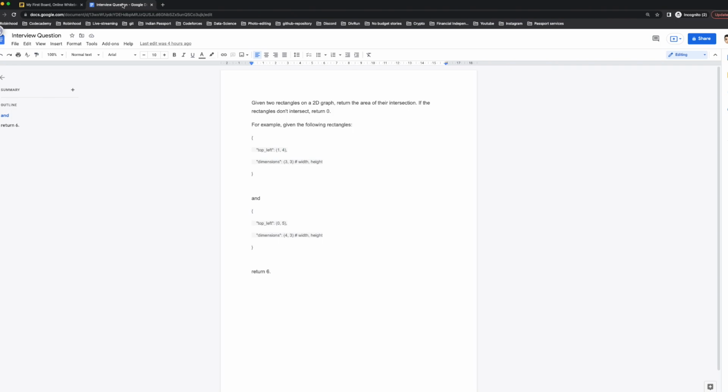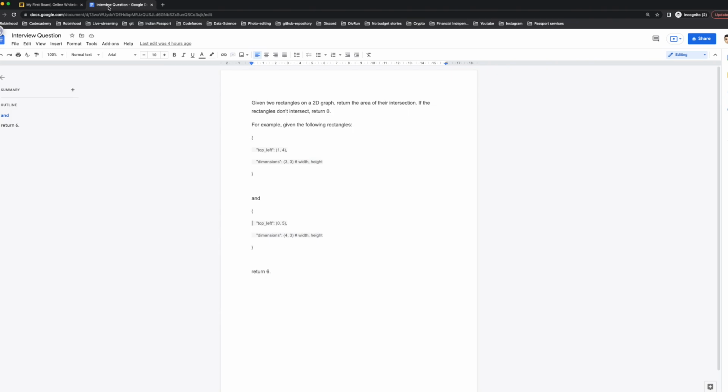Now similarly, we have 1,4, right? And the dimensions are 3,3. Okay, so this goes to the same line, which is 4,4, and then it's 3. So we go down 3, 1,1, and we go till here, which will be 4,1, right?